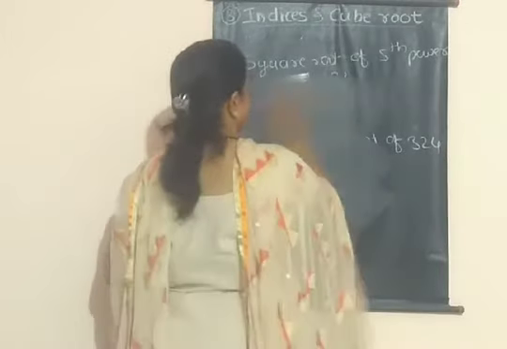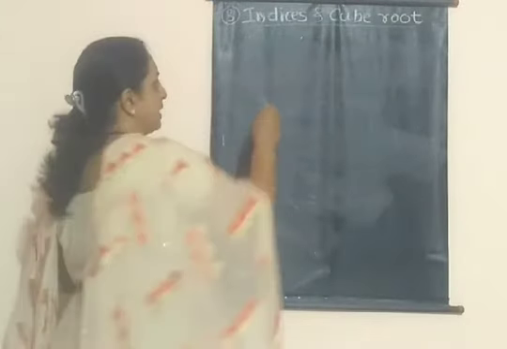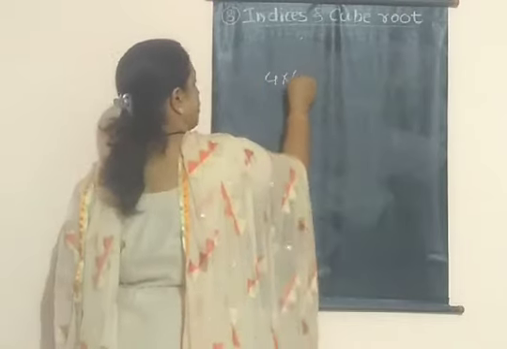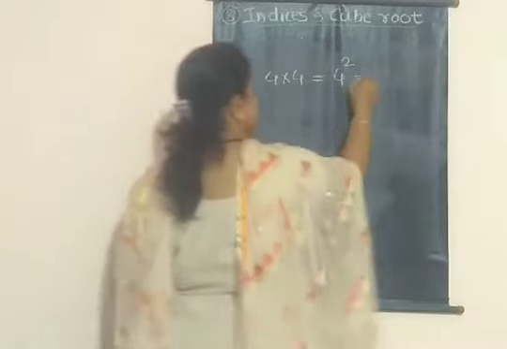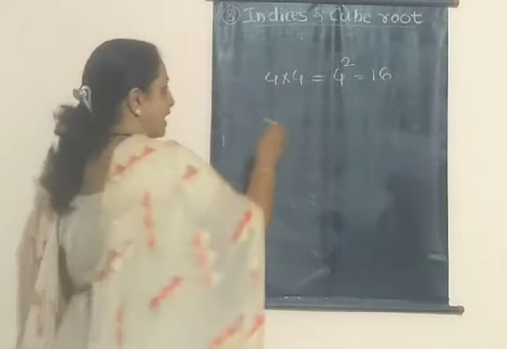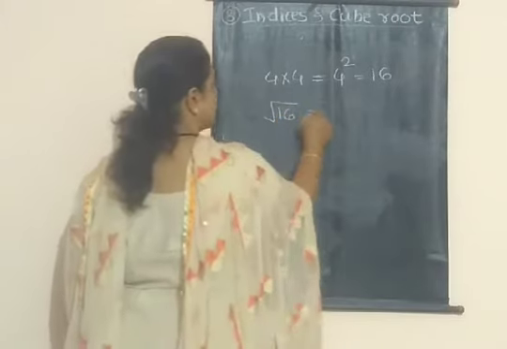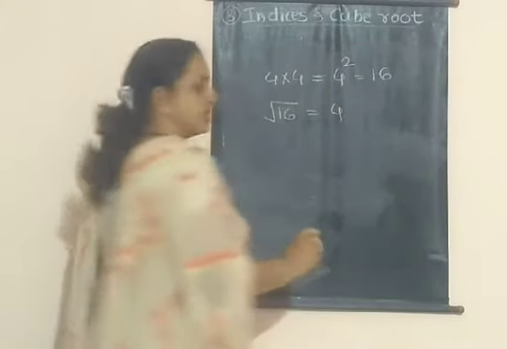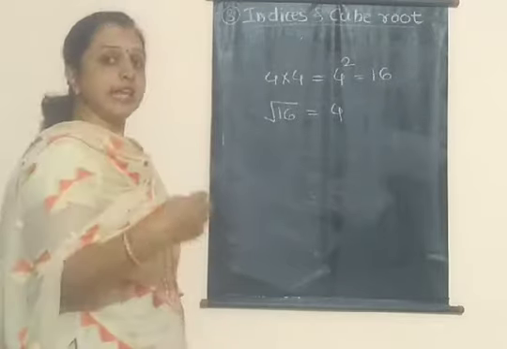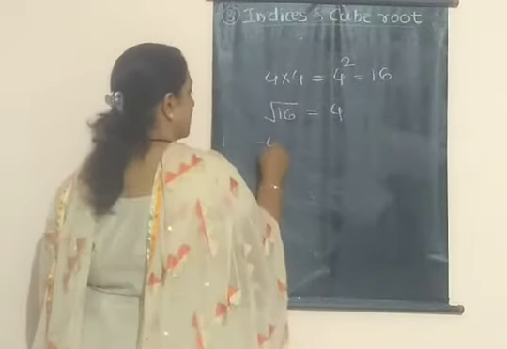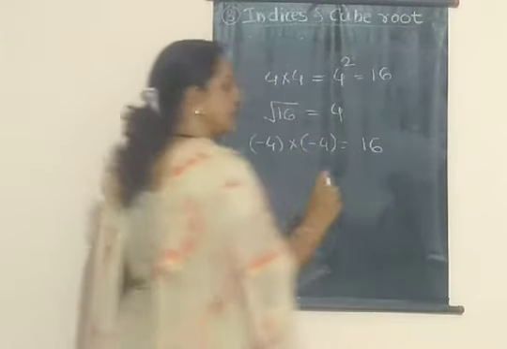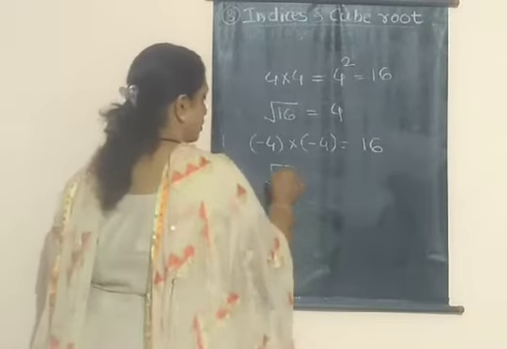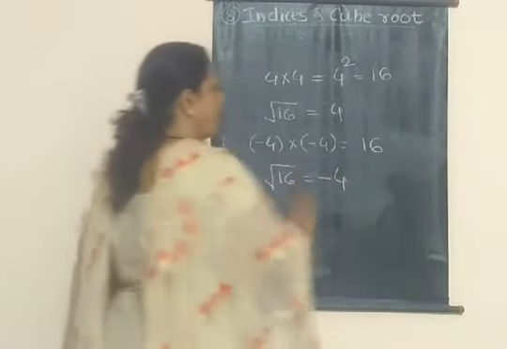Okay, now let's proceed. Now we know that if any number is multiplied 2 times, consider 4 into 4, then how to write this? That is 4 square, and the answer is 16. So you can write that the square root of 16 is equal to 4, isn't it? But if we take the negative value, that is minus 4 multiplied by minus 4, then it is also equal to 16, isn't it? It means the square root of 16 is also equal to minus 4.